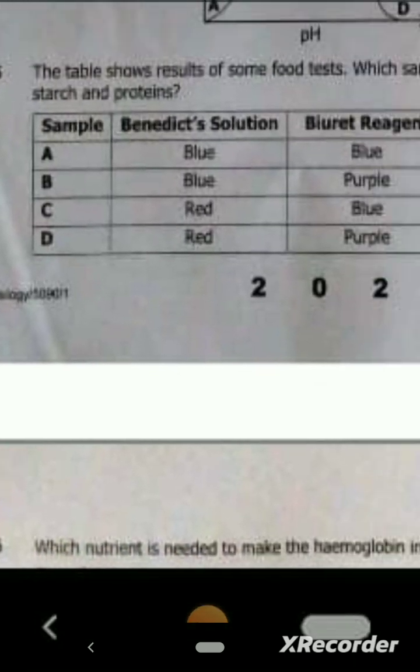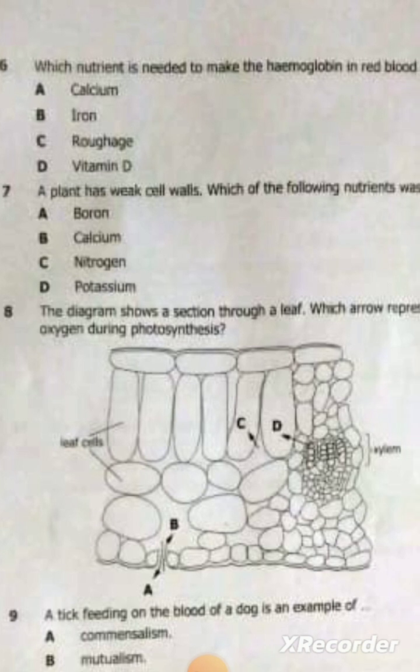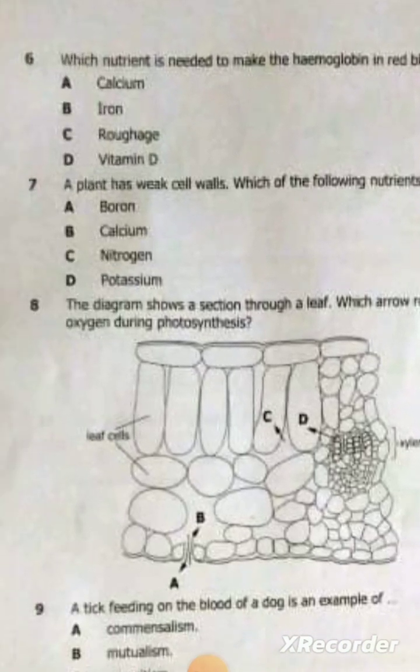Question 6. Where's question 6? Hope I'm not too fast. Question 6. Which nutrient is needed to make the hemoglobin in red blood cells? It's iron. Iron is very important in the formation of hemoglobin.